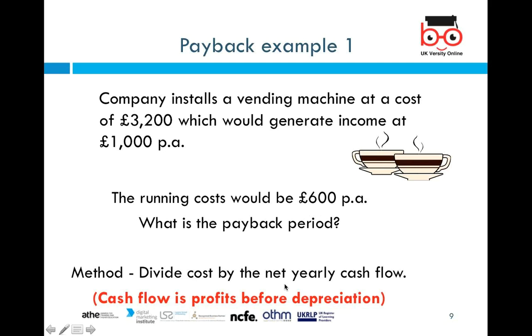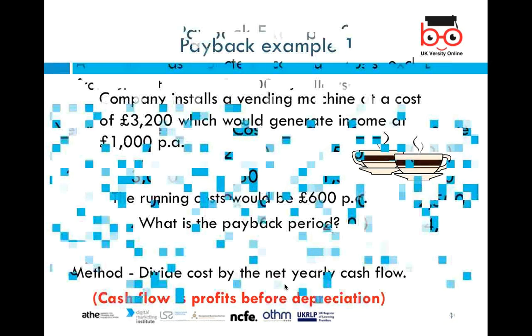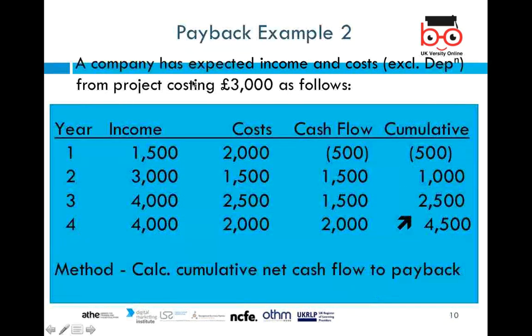So the method is very simple. It's divide cost by the net yearly cash flow. And then we are not considering depreciation here. So for the 4 years payback period, the company has expected income and cost excluding depreciation.